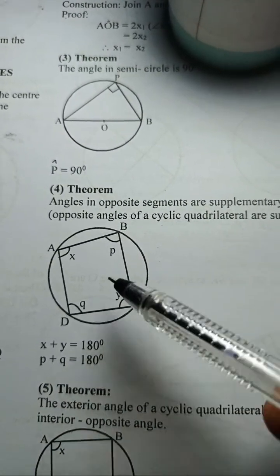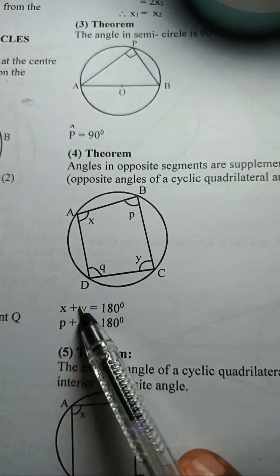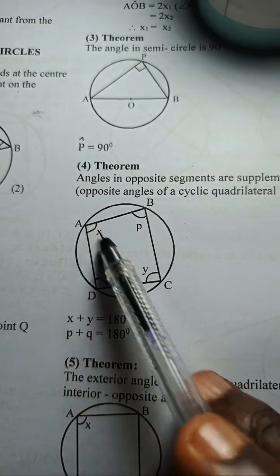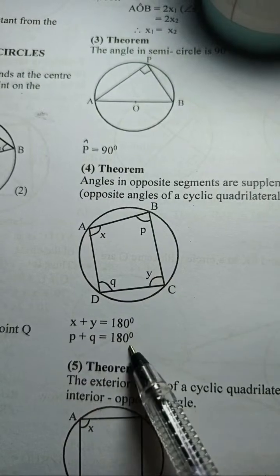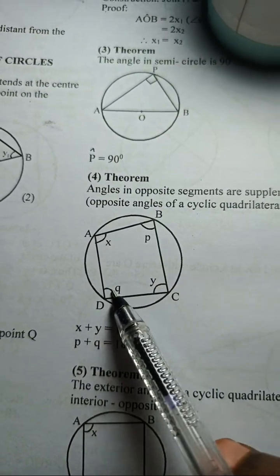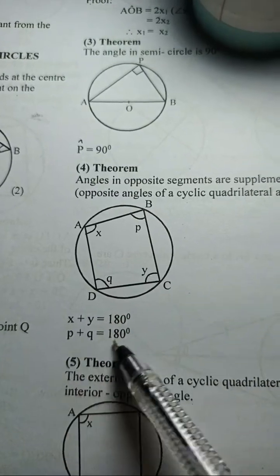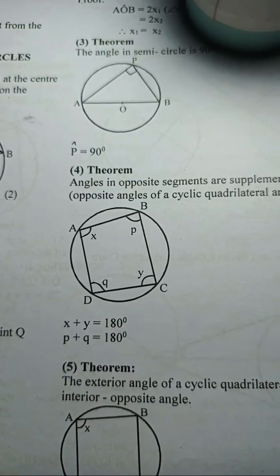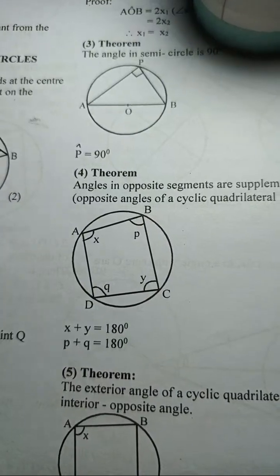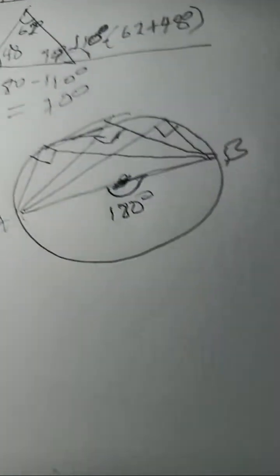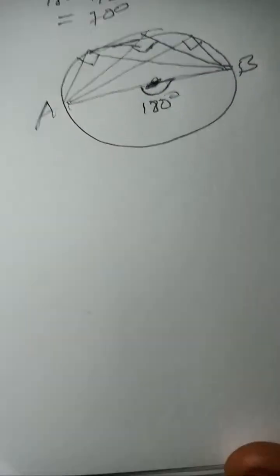What do you understand by supplementary? You see now, supplementary means x plus y. This x plus y will give us 180. And also p plus q will give us 180. Let me quickly explain what we mean by supplementary and complementary. Now, supplementary angles.